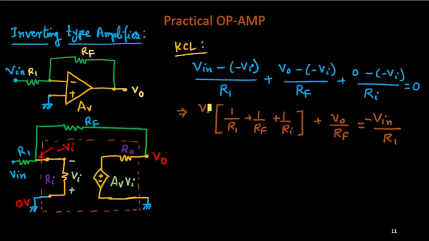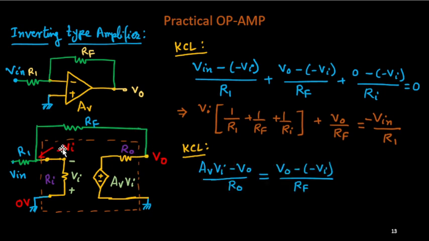So there are two unknown variables. To solve these, I need one more equation. For that, I will consider one more KCL at this node. So now I will apply a KCL further at this point. So this current equals this current.